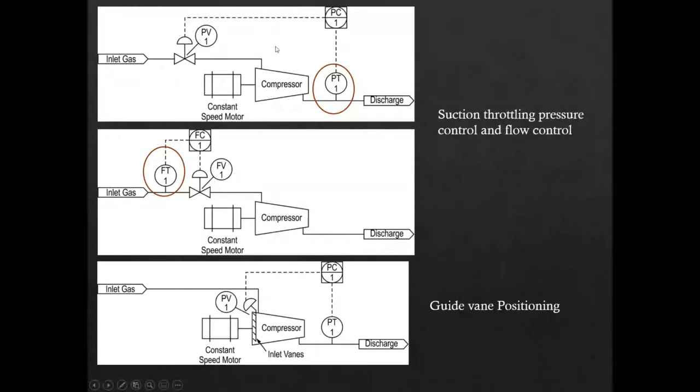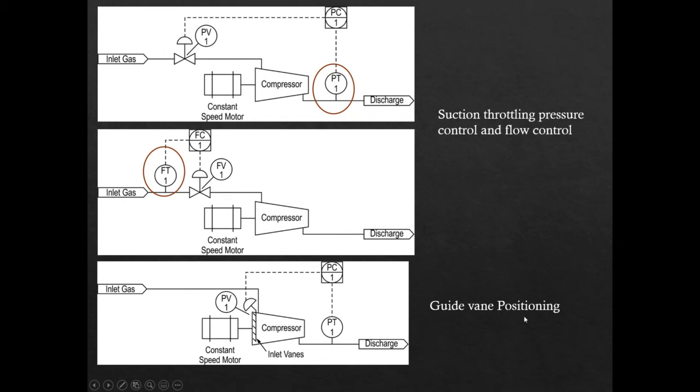Suction throttling. Oh, look, I got them all just hammered into one slide here. So suction throttling: pressure and flow control. Here's suction throttling: inlet gas, so the suction line, and our pressure transmitter is varying the opening and closing of the suction valve. This is why we call it suction throttling. Flow control: flow transmitter controlling the flow of our suction, aka suction flow control.